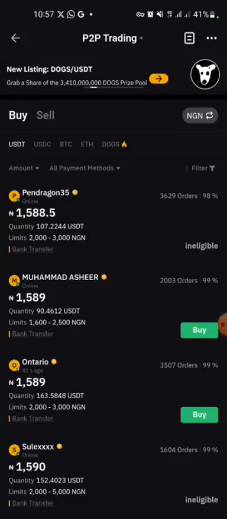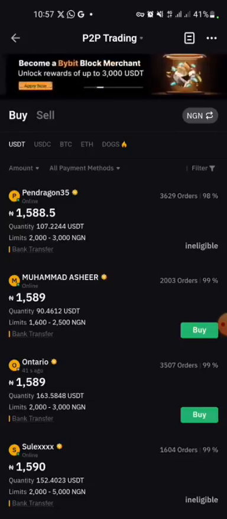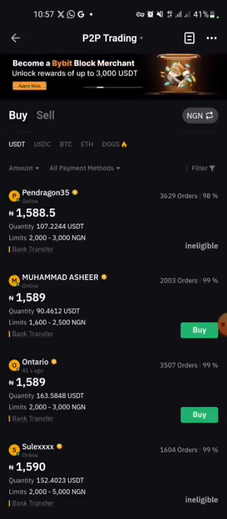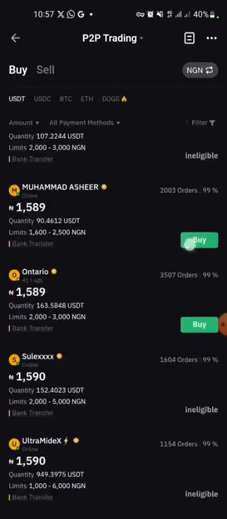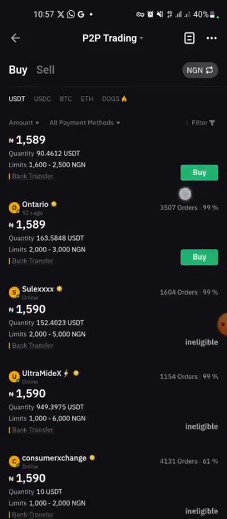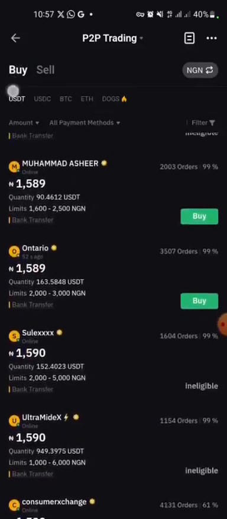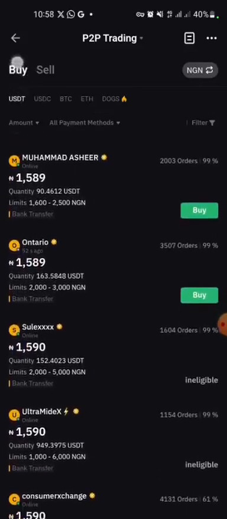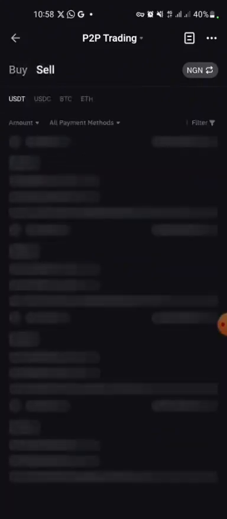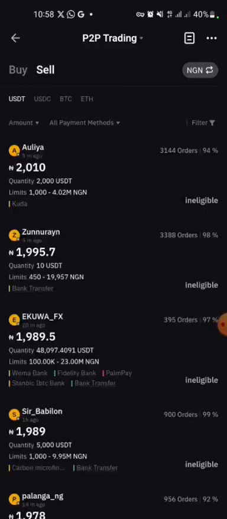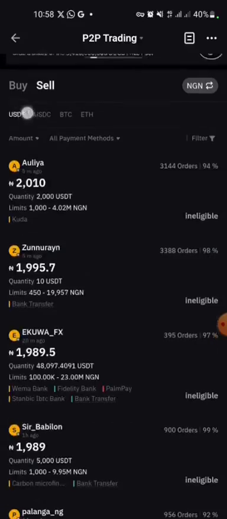Once you open it, by default it will be on the buy side, right? As you can see, it's on the buy side. You can see buy, green, all this buy. Even here at the top, you can see buy. So you're going to switch over to sell because you want to sell USDT, right? You are selling USDT, and do you know why? Because it's on USDT here already.